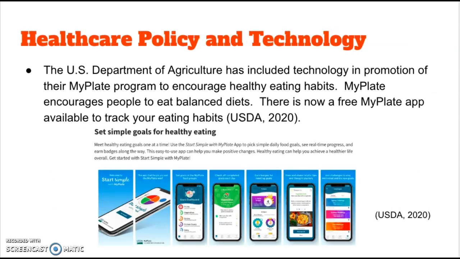Healthcare policy and technology. The U.S. Department of Agriculture is now using technology to promote their MyPlate program, which shows people across the U.S. how to have healthy eating habits. MyPlate is now available in an app that can encourage people to eat balanced diets. You can track your own eating throughout the day and set goals to improve your healthy eating habits with use of your smartphone. This is a very good way to make free nutrition counseling available to people that otherwise may not be able to afford to access nutrition services.